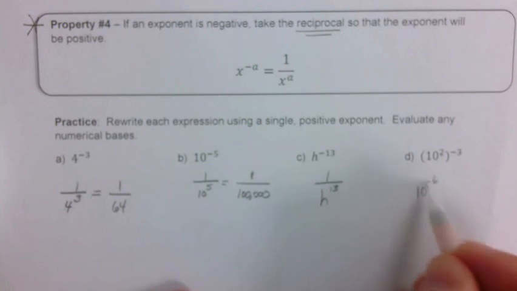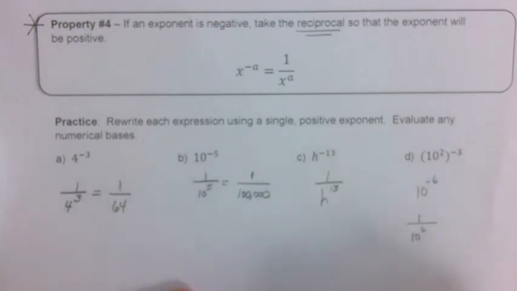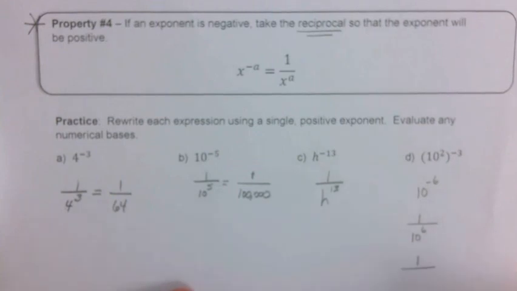Now I have a negative exponent, and I'm going to use the reciprocal, which means it's going to be equal to 1 over 10 to the 6th power. And now when I evaluate this, my numerator is still going to be 1. But in the denominator, I'm going to have 10 to the 6th power, which comes out to be 1 million. So our final simplified expression is going to be 1 over 1 million.